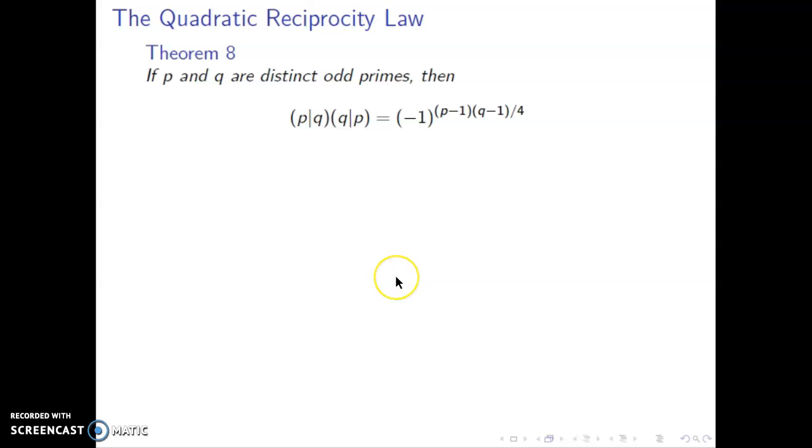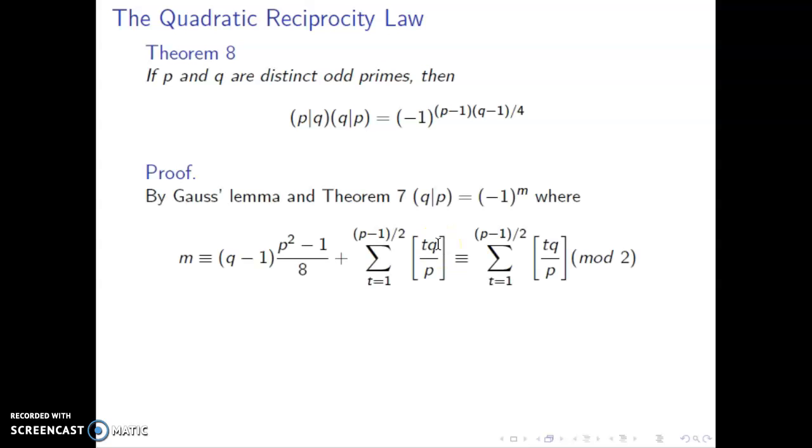Now next we come to the quadratic reciprocity law. This is probably one of the most important rules under quadratic residues. Now if p and q are distinct odd primes, then we have (p/q)(q/p) is equal to (-1)^((p-1)(q-1)/4). Now how do we prove that? By Gauss's lemma and the previous theorem. I know that (q/p) is (-1)^m, where this is the lemma that we just proved.